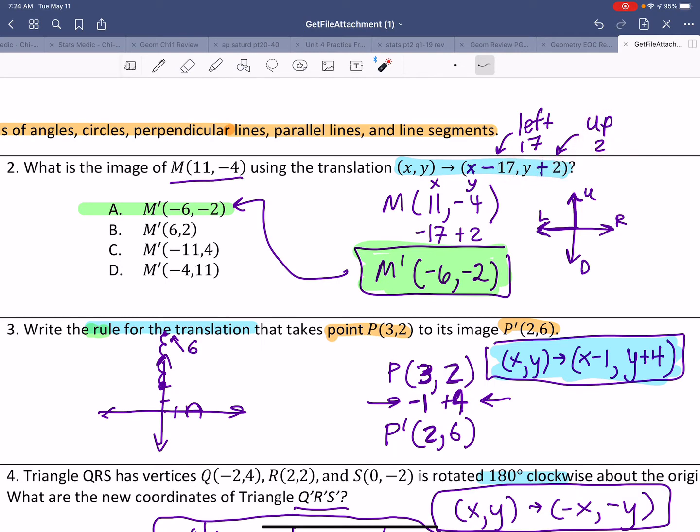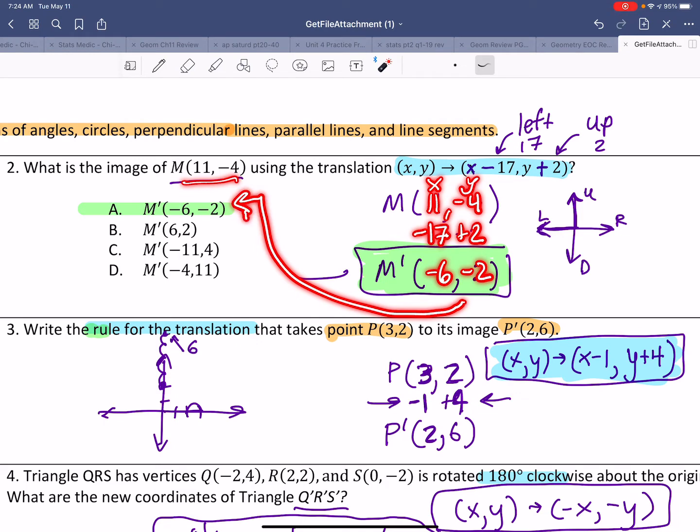Okay, so our coordinate is 11, negative 4. They're asking us for the x value to subtract 17 and for the y value to add 2. This gives us our coordinate negative 6, negative 2, and we do have a choice there. So we found our answer.